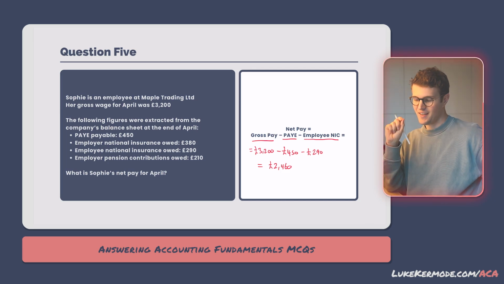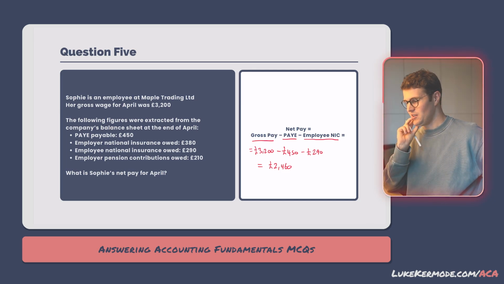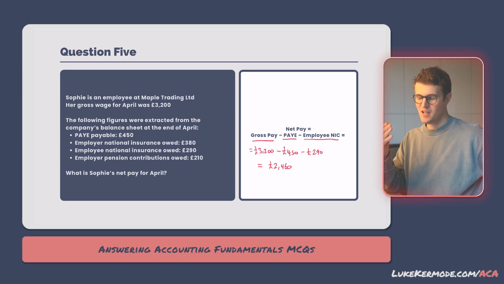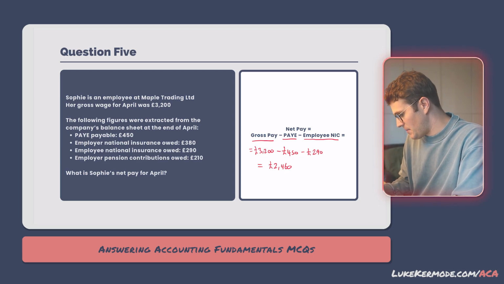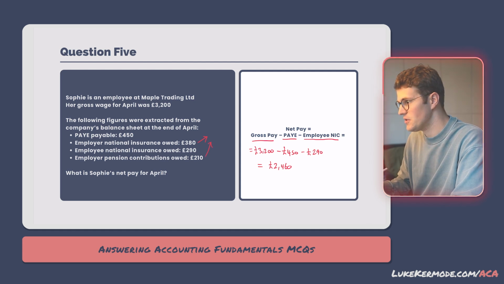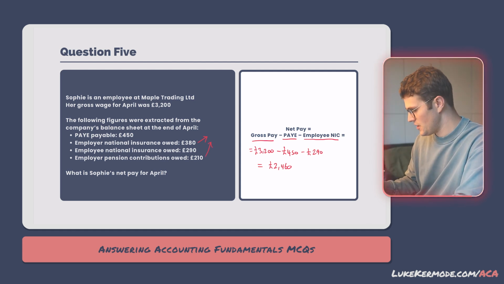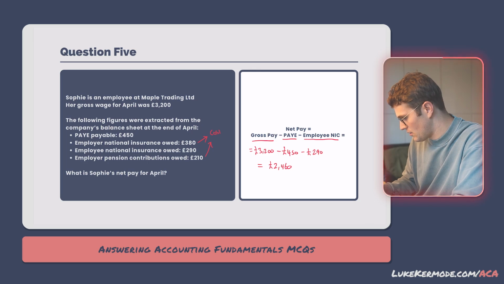So we take the 3,200, we deduct 450, we deduct 290, that gives us a net pay amount of £2,460. It's worth noting that the other two numbers we were given in the question were red herrings. The employer's national insurance amount of £380 and the employer's pension contributions are costs to the company. They're not costs that need to be deducted from Sophie's wage.